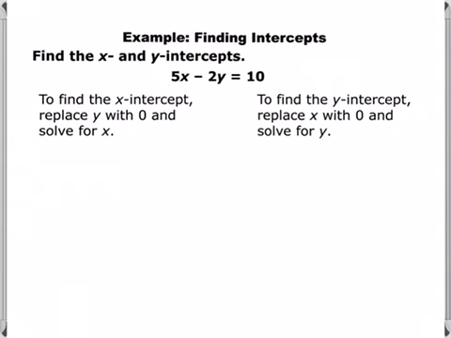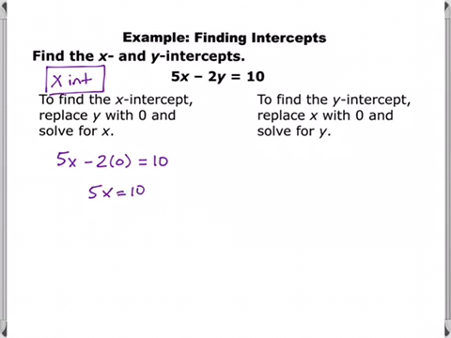So in this first example, we have 5x minus 2y equals 10, and they want us to find the x and y intercepts. So let's start by finding the x-intercept. To find the x-intercept, you start by replacing the y value with 0 and solving for x. So we've got 5x minus 2 times 0 equals 10. 2 times 0 is just 0, so we've got 5x equals 10. We're going to divide by 5, and we get x to equal 2. So our x-intercept is 2, or we could say the point 2, 0.